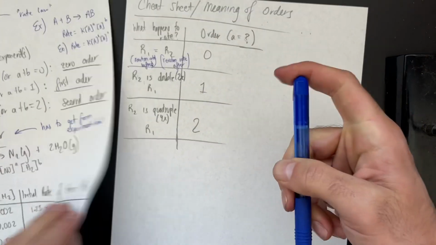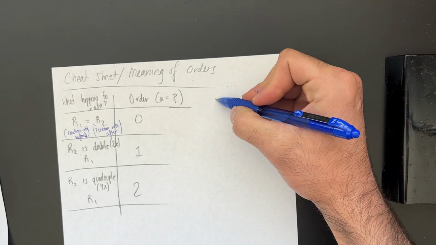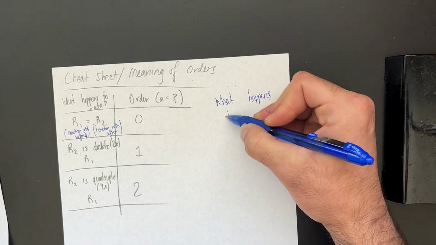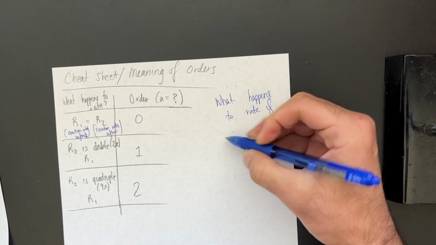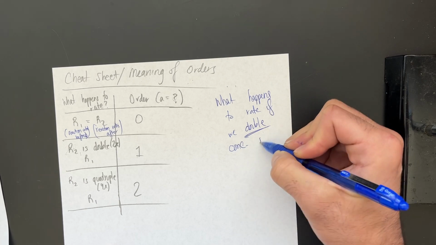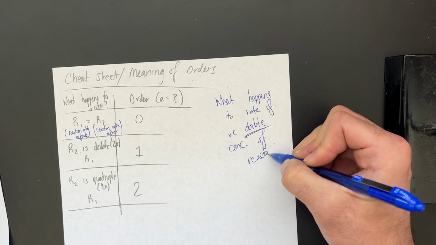And so this is the answer to the question of what happens to the rate if we double the concentration of reactant.